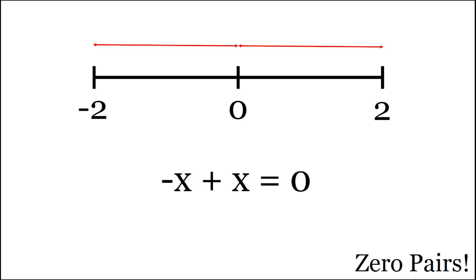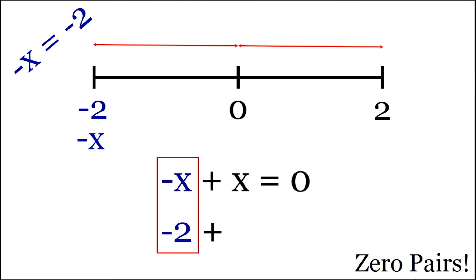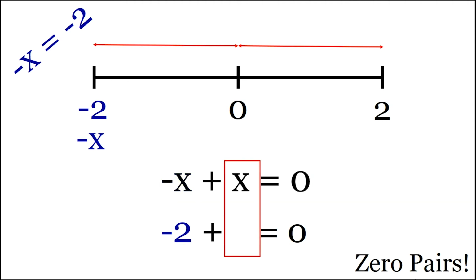We know the zero pair, negative x plus x should equal 0. We also know that negative x is equal to negative 2. Let's mark this. So negative x is nothing but negative 2. We also know that the sum of the two numbers should be equal to 0. So the question is, what should x be equal to?